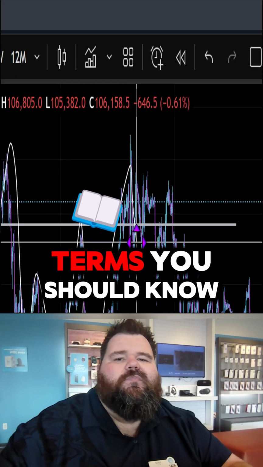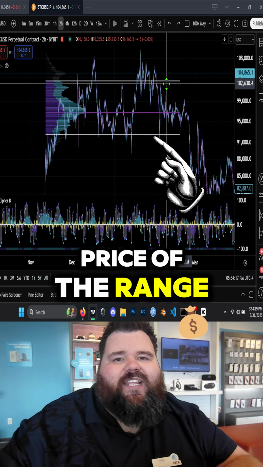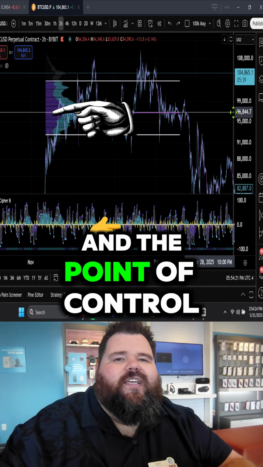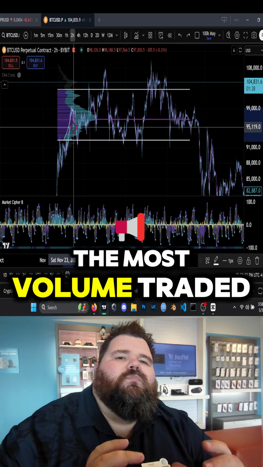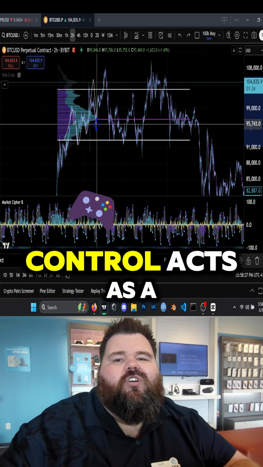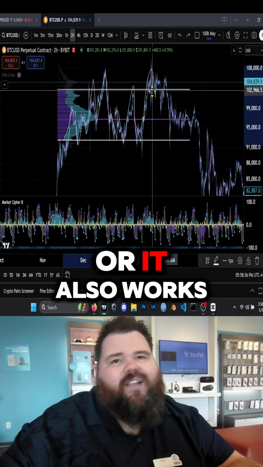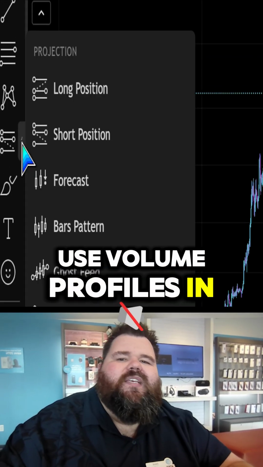So here's the key terms you should know. There's the volume area low, that's the low price of the range. The volume area high, that's the high price of the range. And the point of control, the POC, that is the price level with the most volume traded. The point of control acts as a price magnet or a rejection point, or it also works as a point of support.